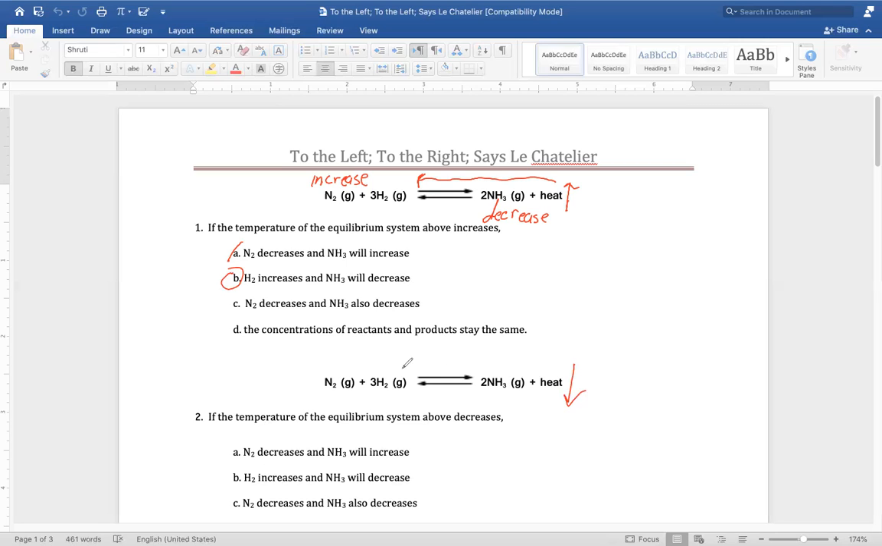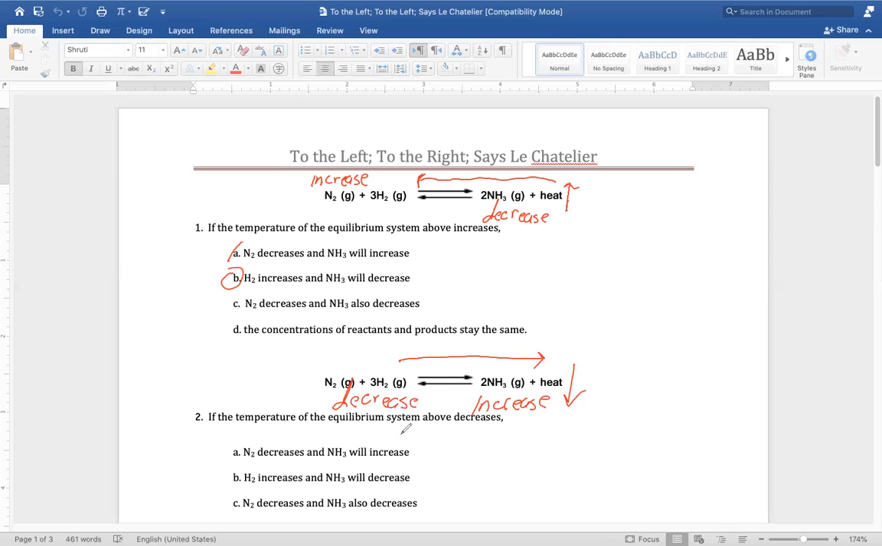So remember, in this case, if you remove something, it's like a hole in the bottom of a lake. Everything's going to flood to that side. So the reaction is going to flood over in this direction to try and replace what's being removed. So that means this side is going to increase, and this side will decrease. So I'm going to write that in.